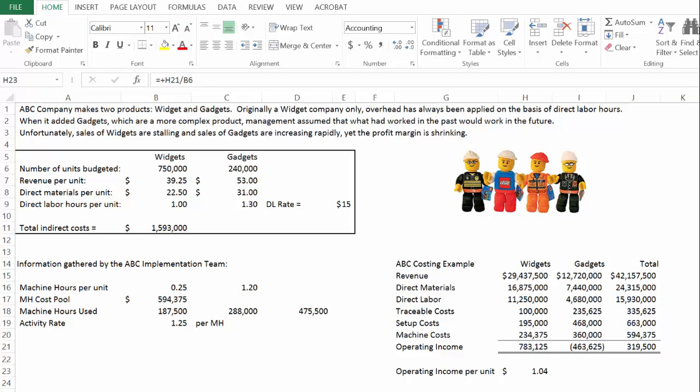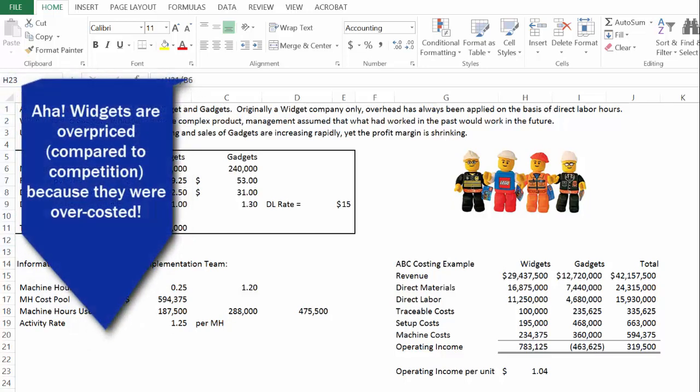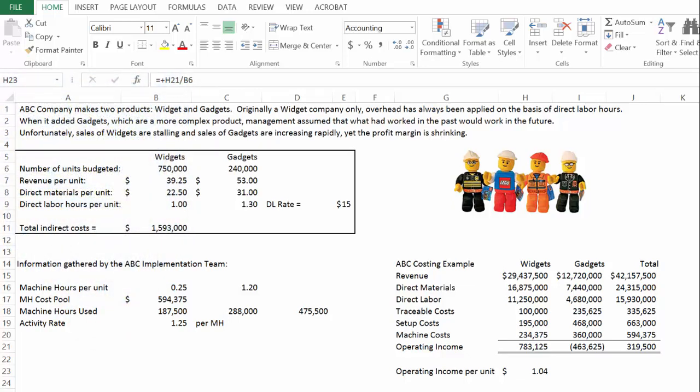Now, we were having trouble dropping the price enough on these to match our competitors' prices because we thought we were only making 25 cents a unit, but we're actually making $1 a unit. And so our stalled sales are because we have overcosted them and therefore overpriced them. And we can reduce the price on the widgets and pick up some of that market share. Then maybe we can sell more again.